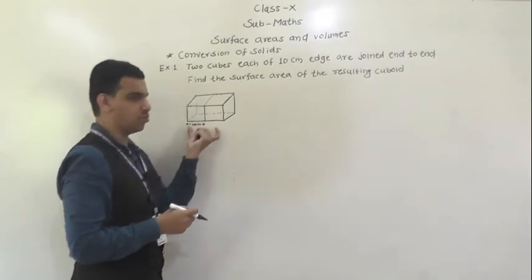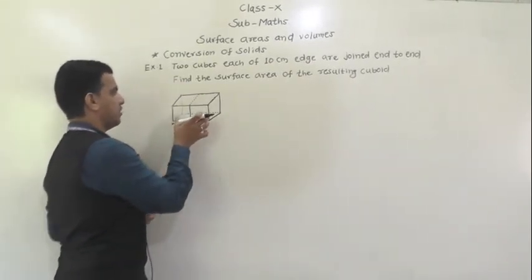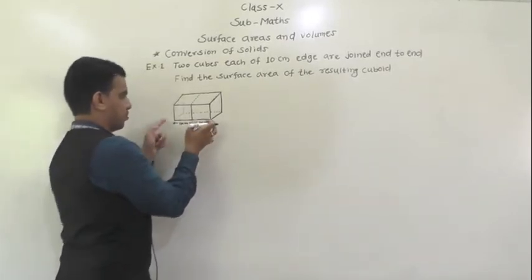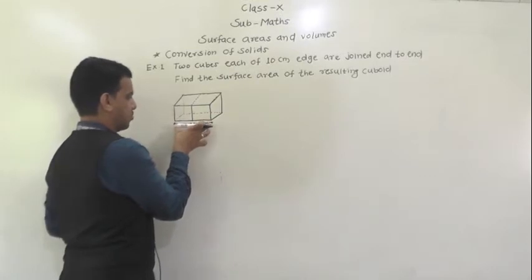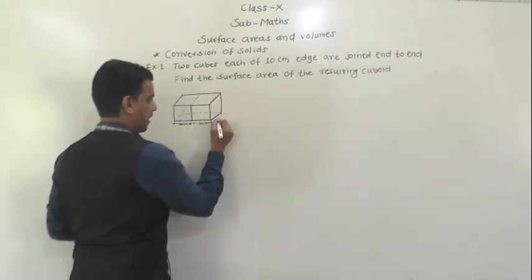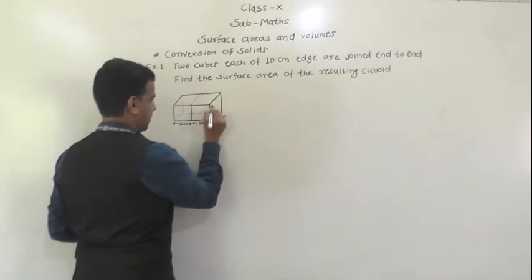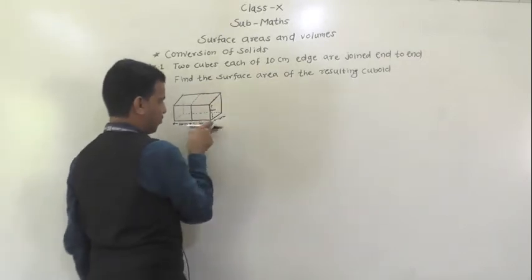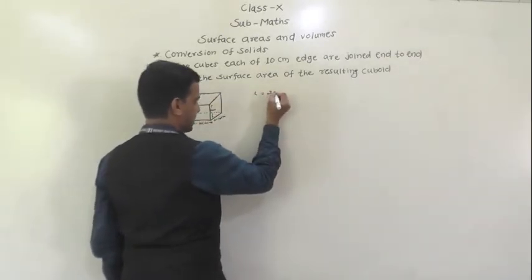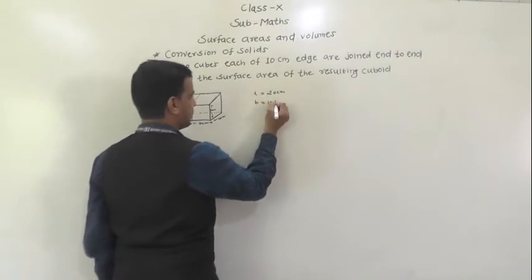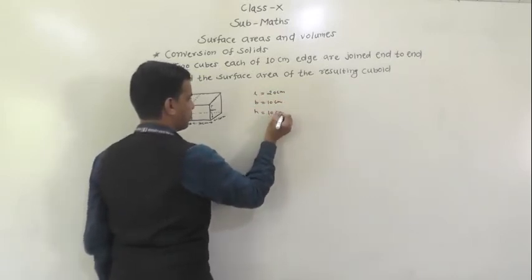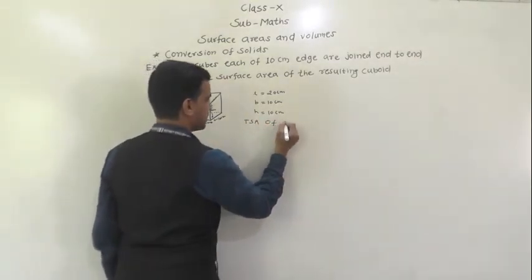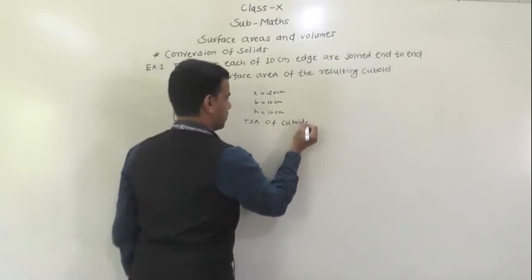If we join two cubes, we will get one cuboid having length 20 centimeter, because when we join two cubes the length changes. Breadth and height are both the same, that is 10 centimeter. So the cuboid has length 20 centimeter, breadth 10 centimeter, and height 10 centimeter.